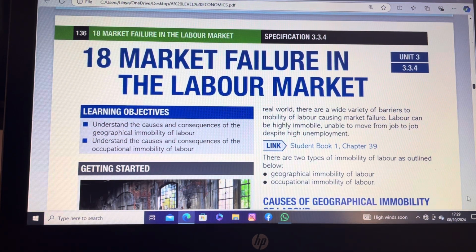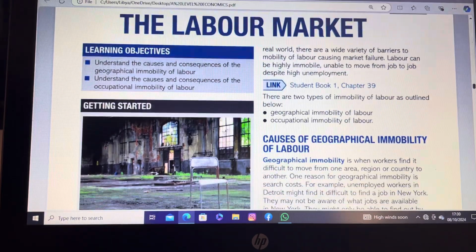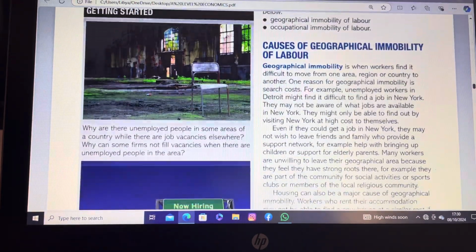Of course, we know that labor is any effort rendered during the production of goods and services, and the reward for labor is wages and salaries. By the end of this lesson, we should be able to know the differences between occupational mobility of labor and geographical mobility of labor. But before we get to that, we have to look at the meaning of mobility of labor.